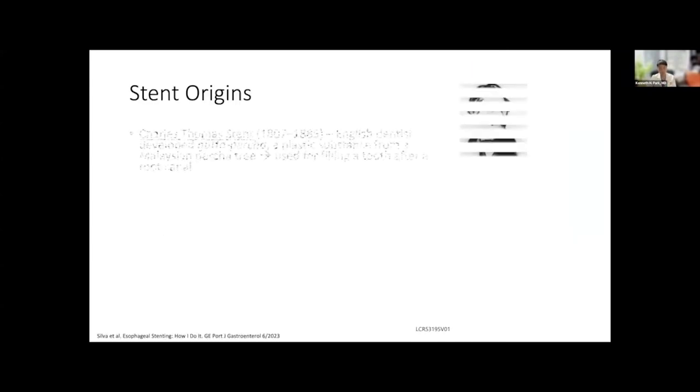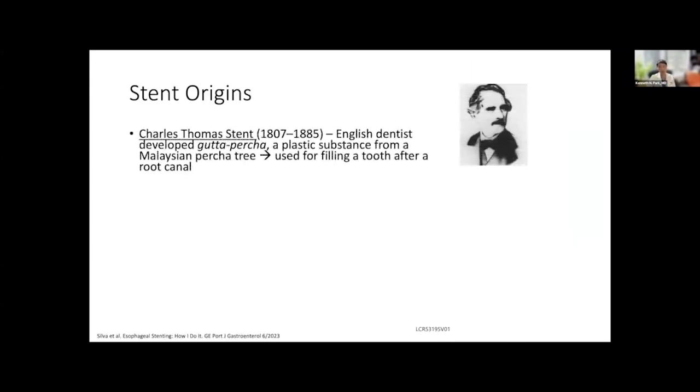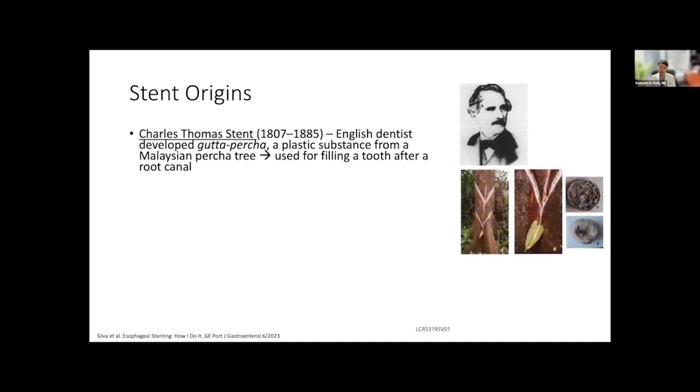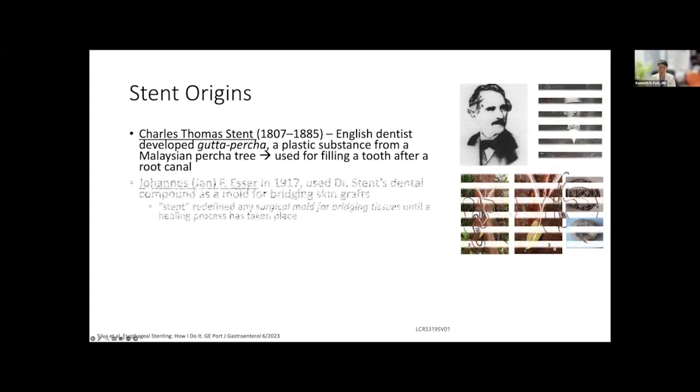So, stent origins. The word stent is not a Latin word or anything like that. It's actually the name of a person, Charles Thomas Stent, an English dentist in the 1800s, who developed a plastic substance from a Malaysian percha tree and used it as a filling substance for teeth after root canal. It's a rubbery, cement-like material that he derived from tree sap.